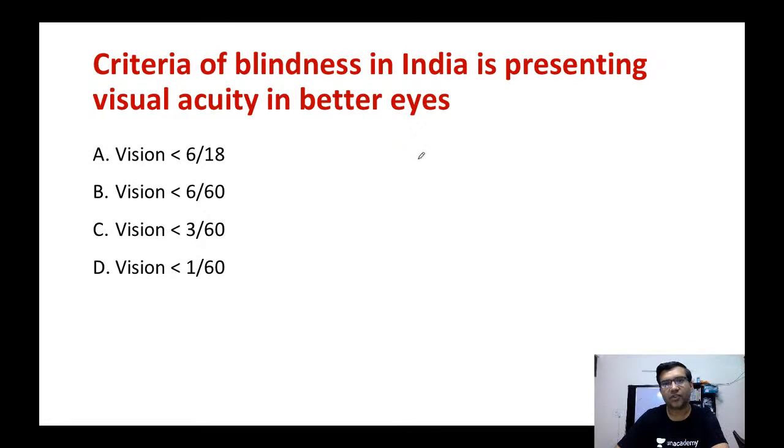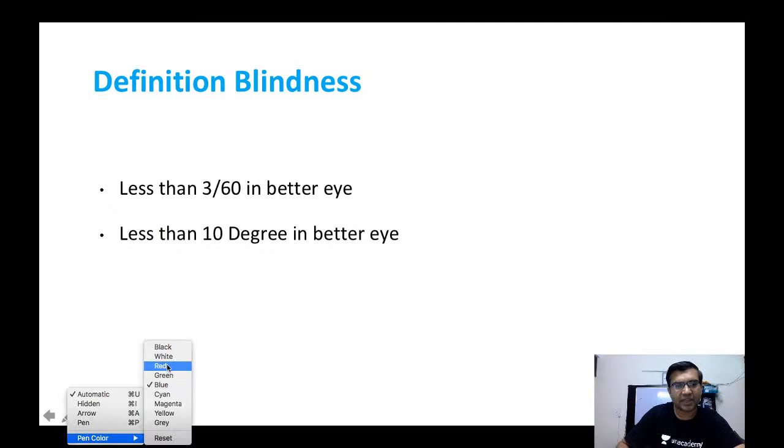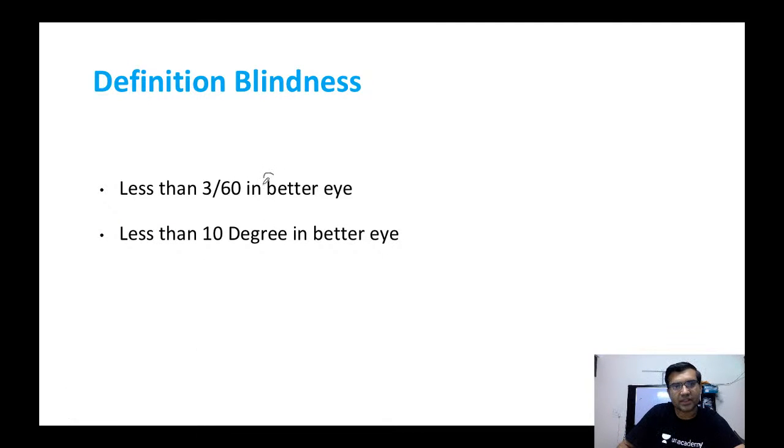Earlier the criteria for blindness was best corrected visual acuity in the better eye less than 6/60. Now the criteria has changed. Now it is vision less than 3/60. The new NPCB criteria are now equal to the WHO criteria. And what are these criteria? I am showing you in the slide: less than 3/60 in the better eye. See here, in the better eye.